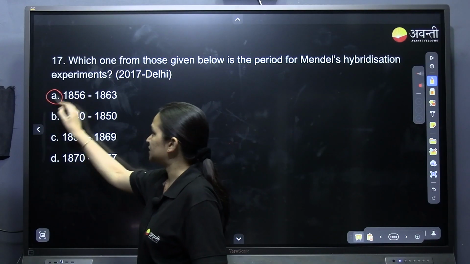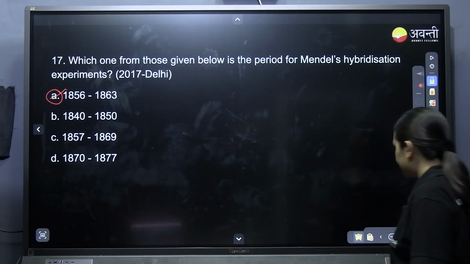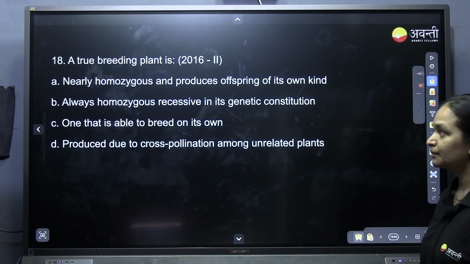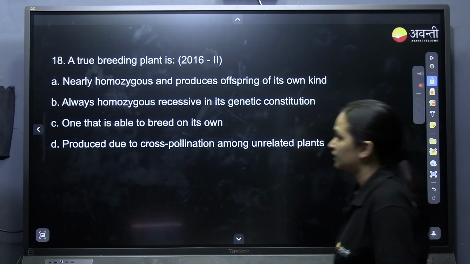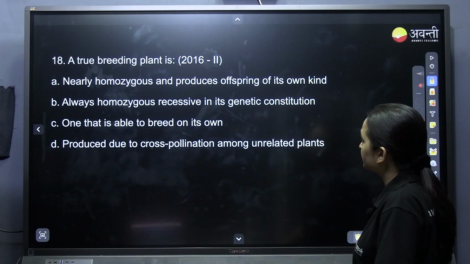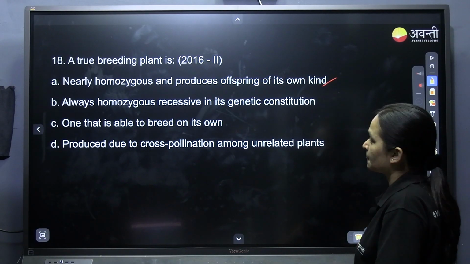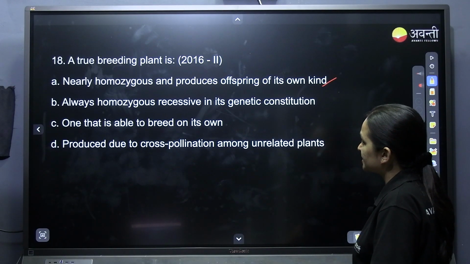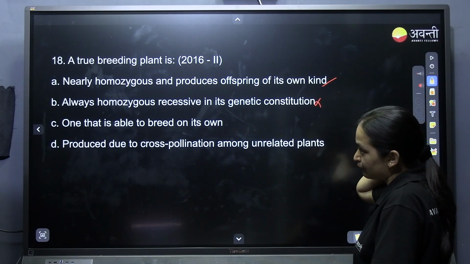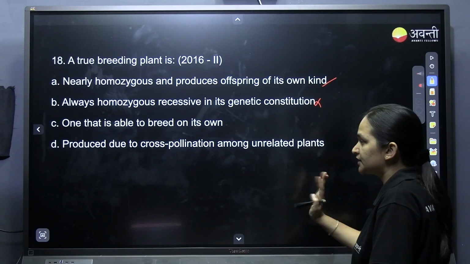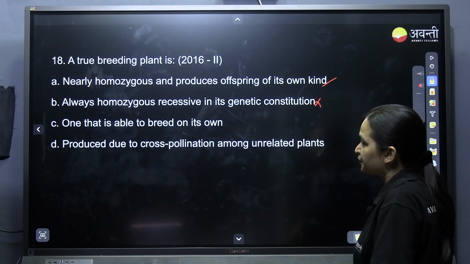1856 to 63. A is the correct answer. A true breeding plant means it is homozygous for something. Nearly homozygous and produce offspring of its own kind? Yes. Always homozygous recessive? It need not be always homozygous recessive. It can be homozygous dominant.